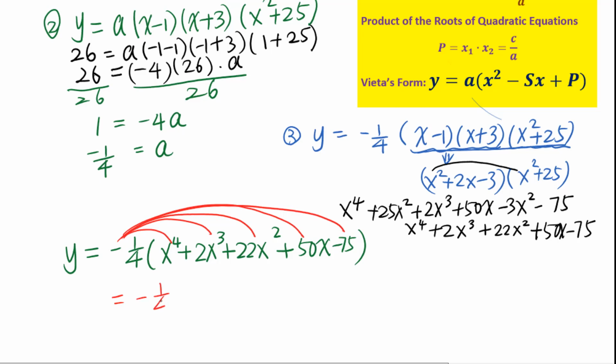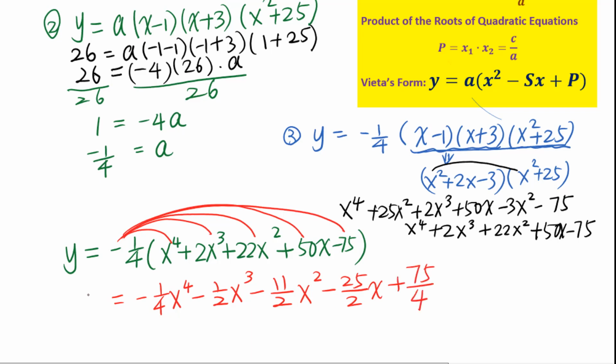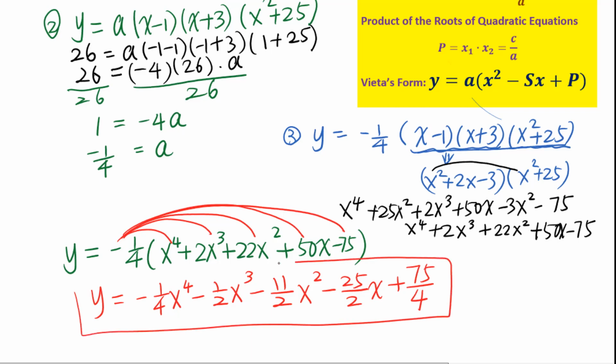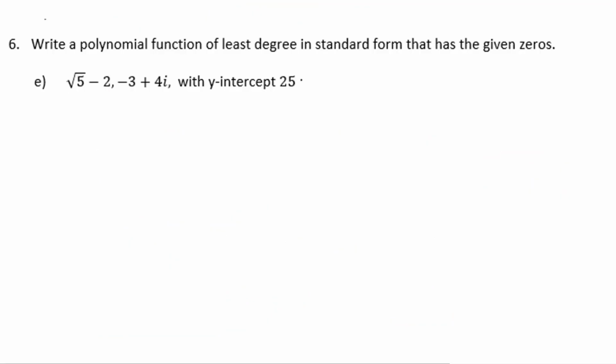Equals negative 1 over 4x to the fourth power minus 1 over 2x third power minus 11 over 2x squared minus 25 over 2x plus 75 over 4. This will be the polynomial function we are looking for.